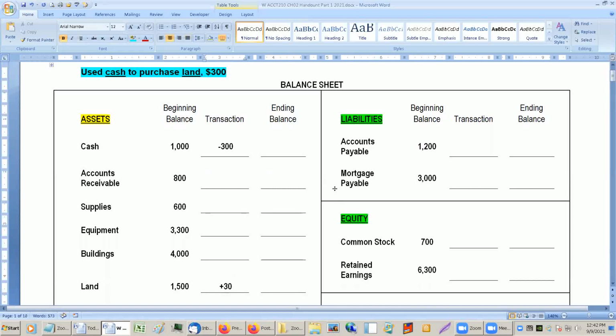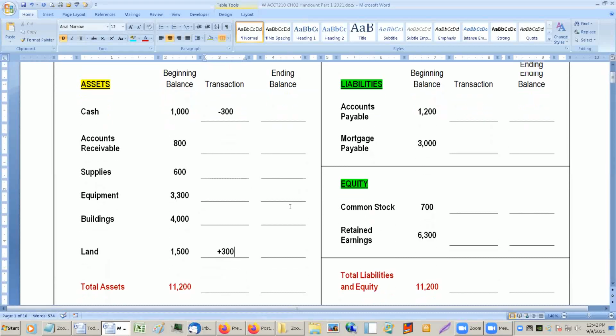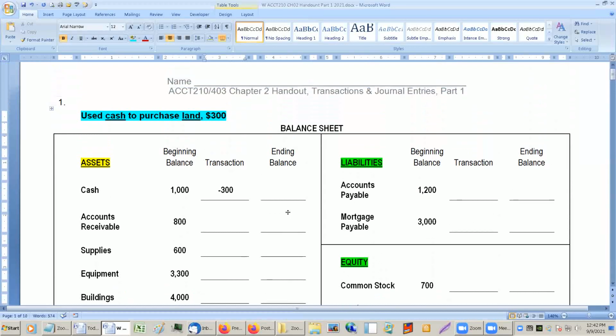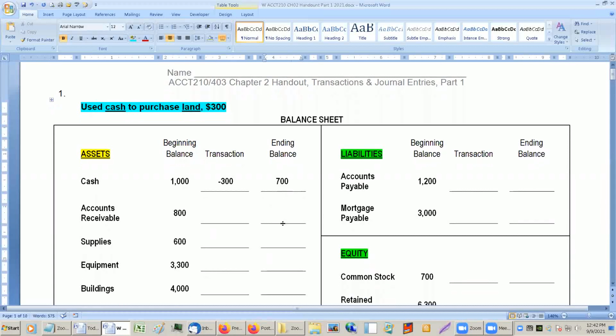Okay, so the question is, how is this going to change our balance sheet? This transaction means our cash is now 700. Now, most of these accounts didn't change. It didn't have anything to do with supplies or equipment or any of this other stuff. So these are the same.